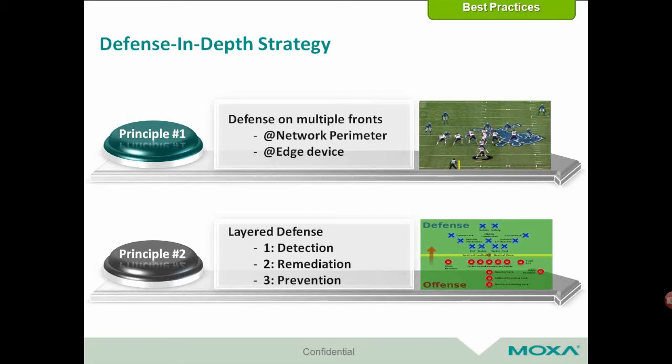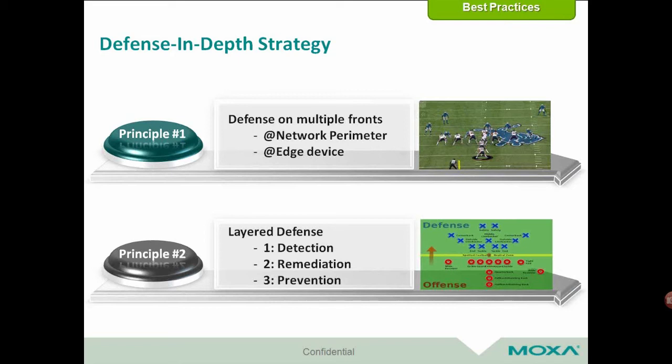Best practices often refer to a defense in depth strategy. From an industrial standpoint, I've broken this down into two main principles. The first is to defend multiple fronts or access points. Start by looking at the existing data lines into the network and set up defenses to keep unwanted traffic from flowing through those connections. Also look at physical access points at edge devices. Are there unused network ports that someone could plug into and access your network?